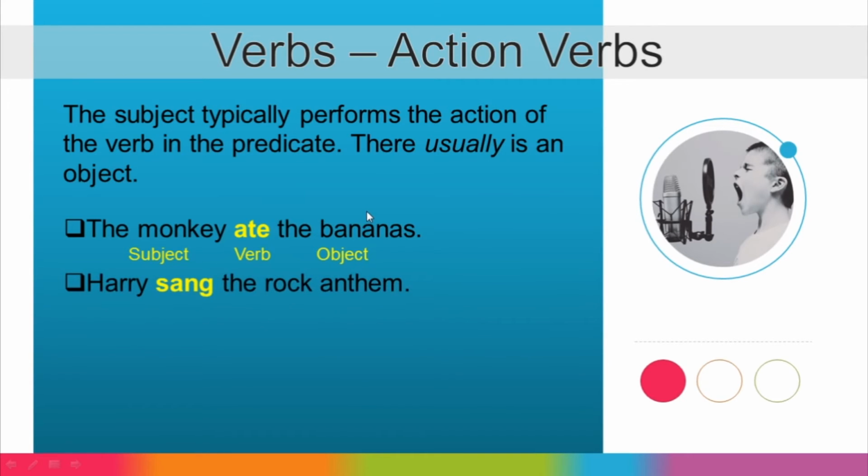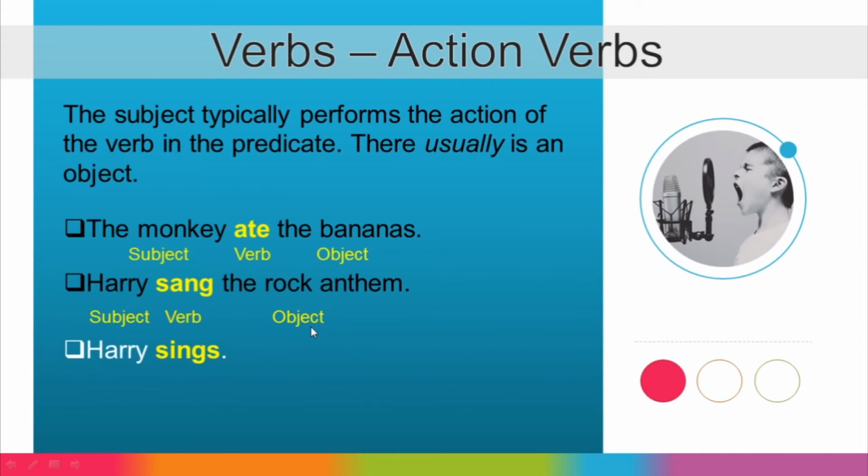Now in another example, Harry sang the rock anthem. Harry is doing an action, which is singing, and what he was singing is a rock anthem. So it is correct that there is usually an object. Harry is the subject, sang is the verb, and the rock anthem here is the object.